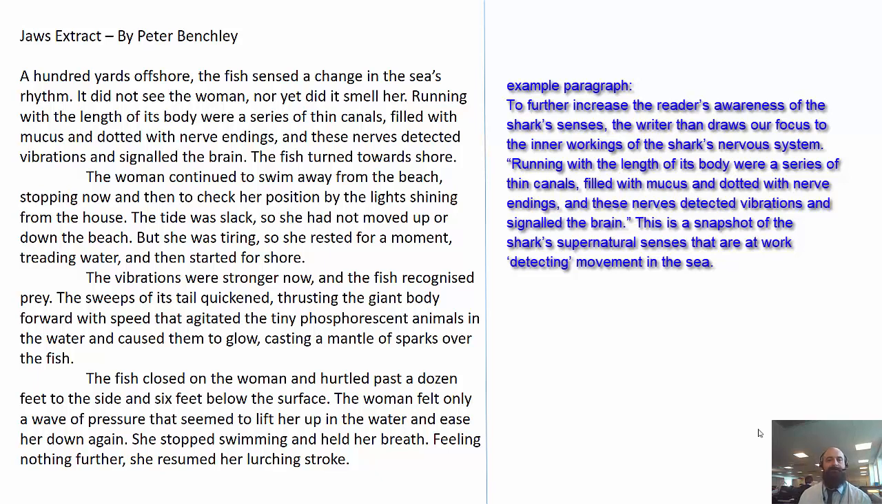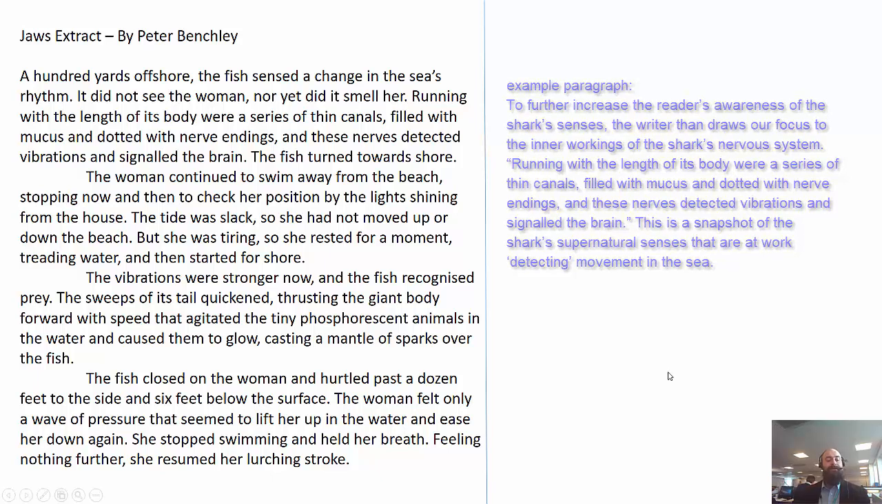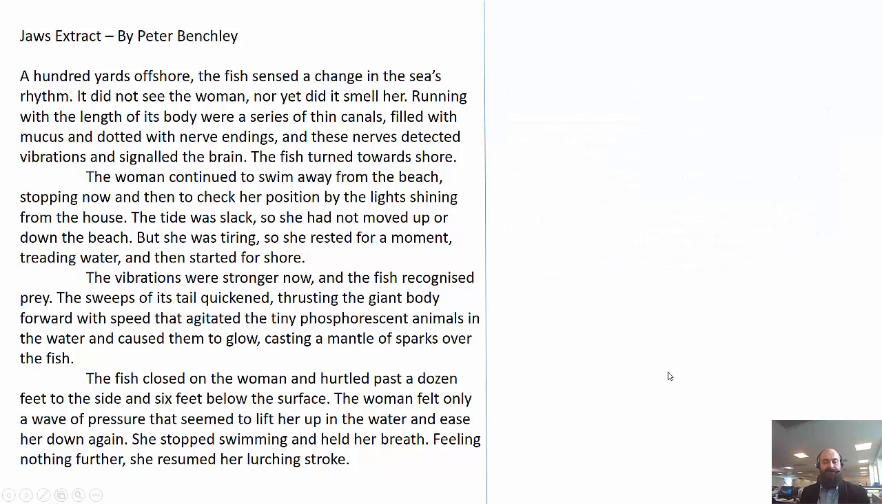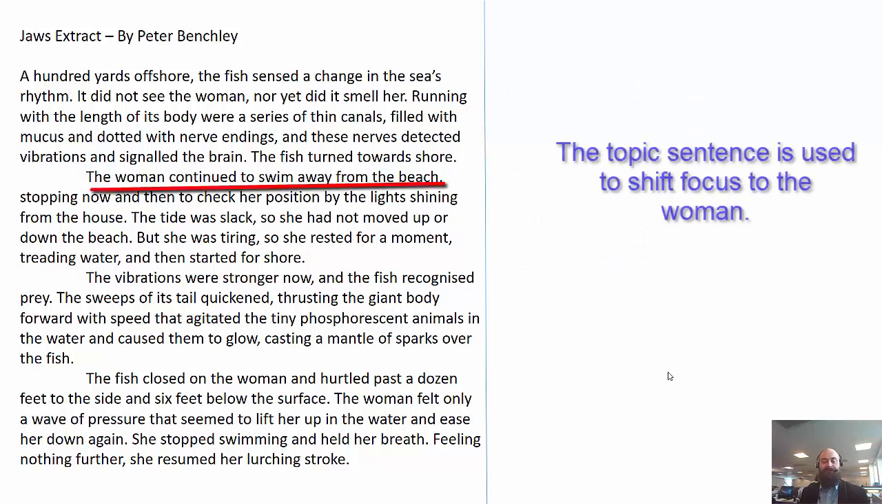And if we remember, the question suggested that we consider why the writer is shifting focus. This shift of focus to the inner workings of the shark really shows us that the shark has supernatural senses, certainly more powerful senses than the woman has. And this increases the tension. So in the second paragraph, the very first sentence is, the woman continued to swim away from the beach. So we've shifted focus to the woman.